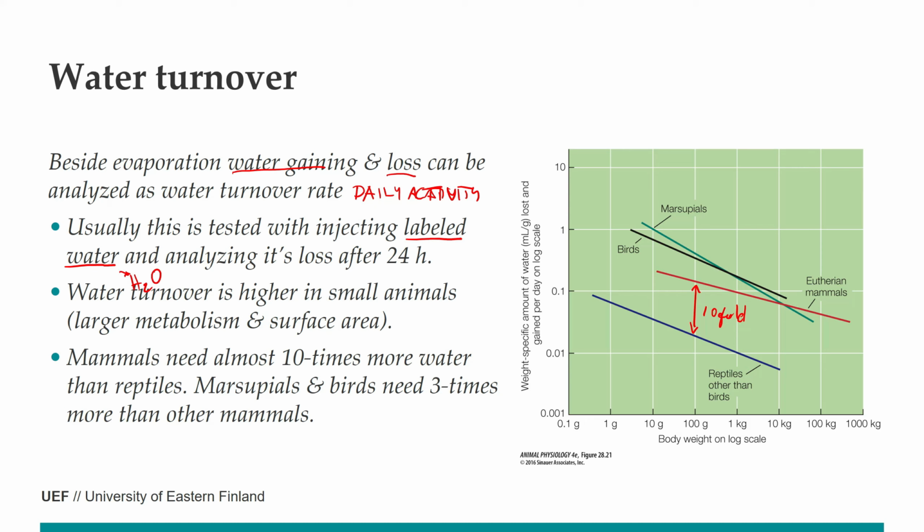And these birds and marsupials are about 3 times higher. So they need maybe 30 milliliters per day in the same size of animals. And then you can see that the large birds or large marsupials are becoming a little bit more effective compared to the other mammals, but never as low as these ectothermic reptiles.